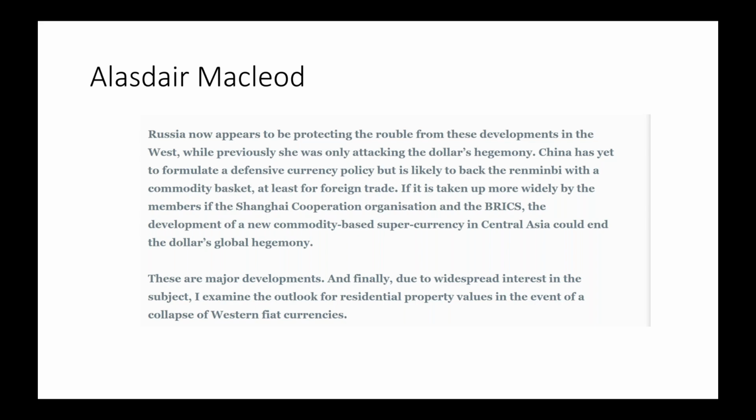So here's Alasdair Macleod saying China is likely going to back their currency with tangible stuff as well. If it is taken up more widely by the members of the Shanghai Cooperation Organization and the BRICS countries, the development of a new commodity-based supercurrency in Central Asia could end the dollar's global dominance. Macleod points out these are major developments, and he said, finally, due to widespread interest in the topic, he examines the outlook for residential property values in the event of a collapse of Western fiat currencies, and I will tell you, the outlook is not good.